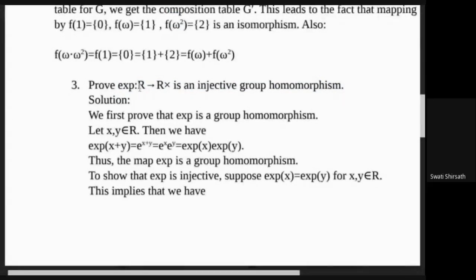Okay, and for this, I guess they forgot to mention plus, but it is supposed to be plus over here. R plus to R cross. So it is an injective group homomorphism. Injective means one to one. Group homomorphism: when you attach one to one correspondence, it becomes isomorphism. So here they want you to prove that it is an isomorphism indirectly.